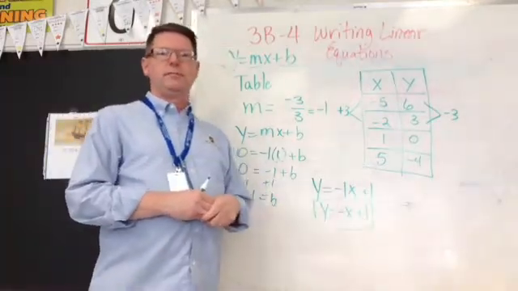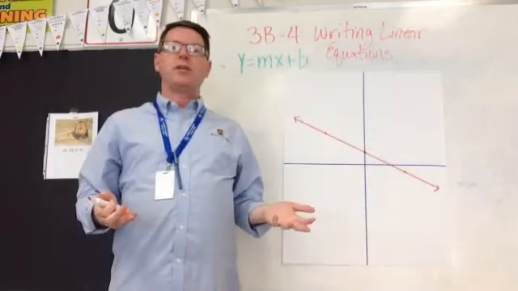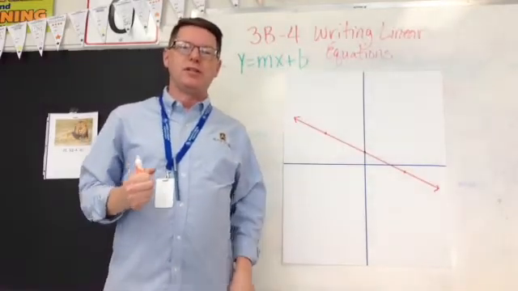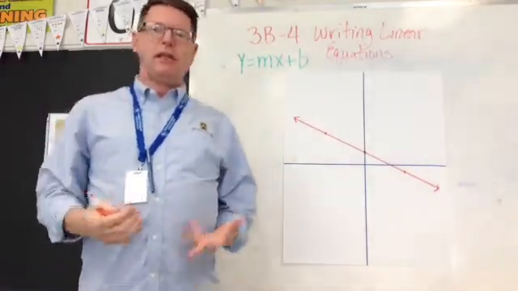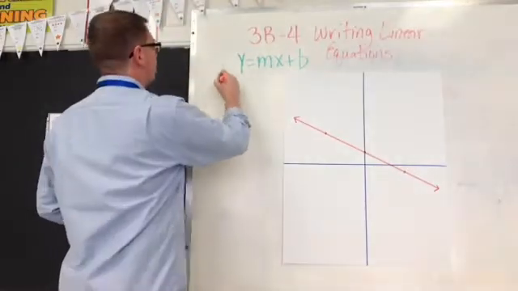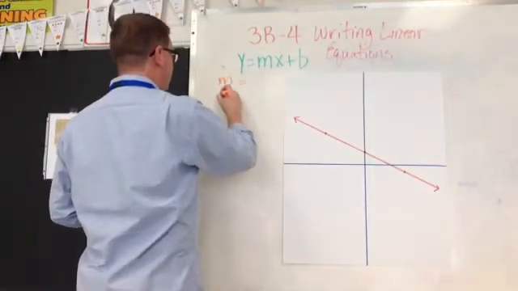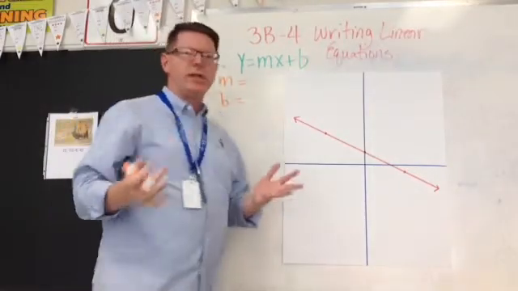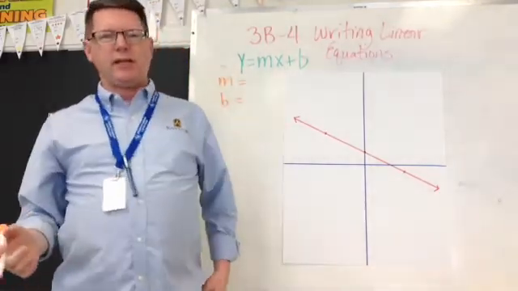So the next part of this video is we're going to find the equation of a line that's already on a graph. And so again, I'm looking for the slope, and I'm looking for the y-intercept, and once I have the slope and the y-intercept, then I'll be able to write the equation of the line.